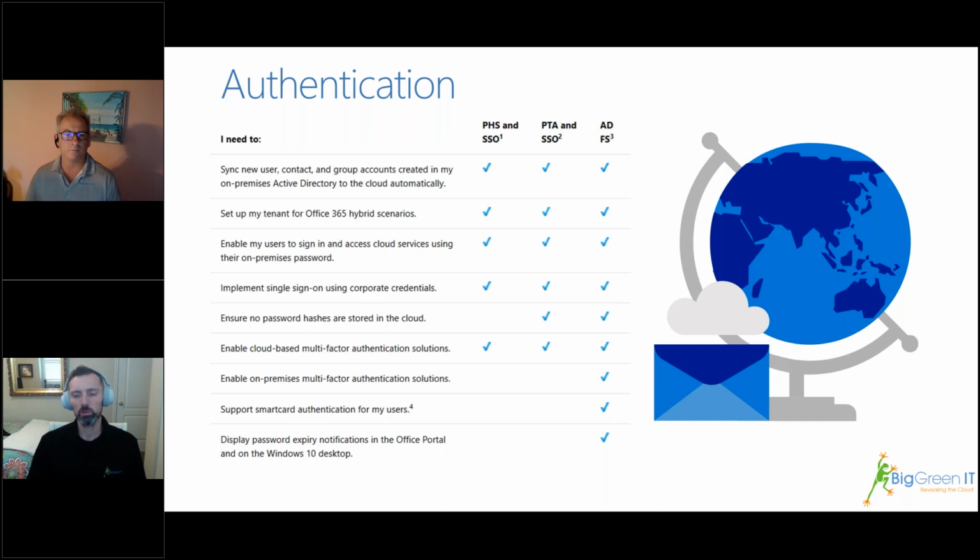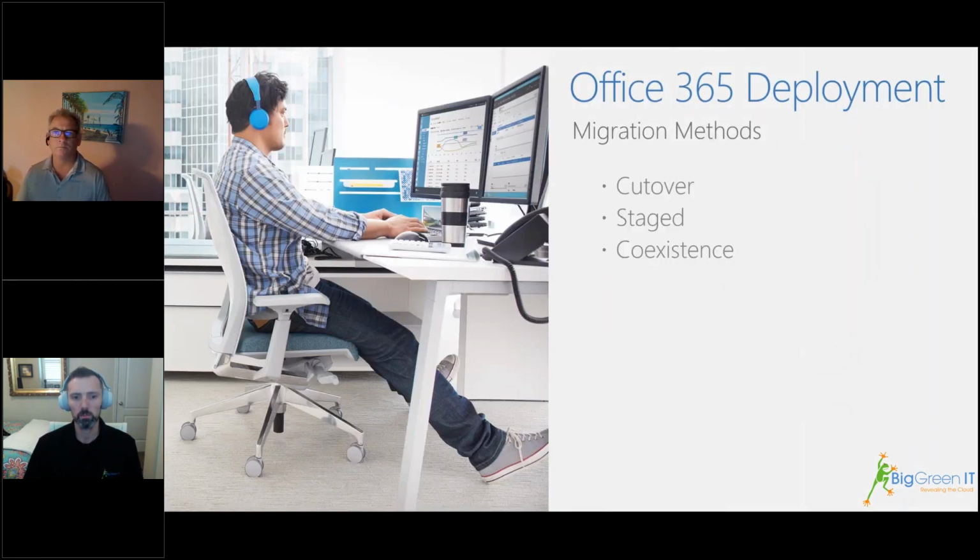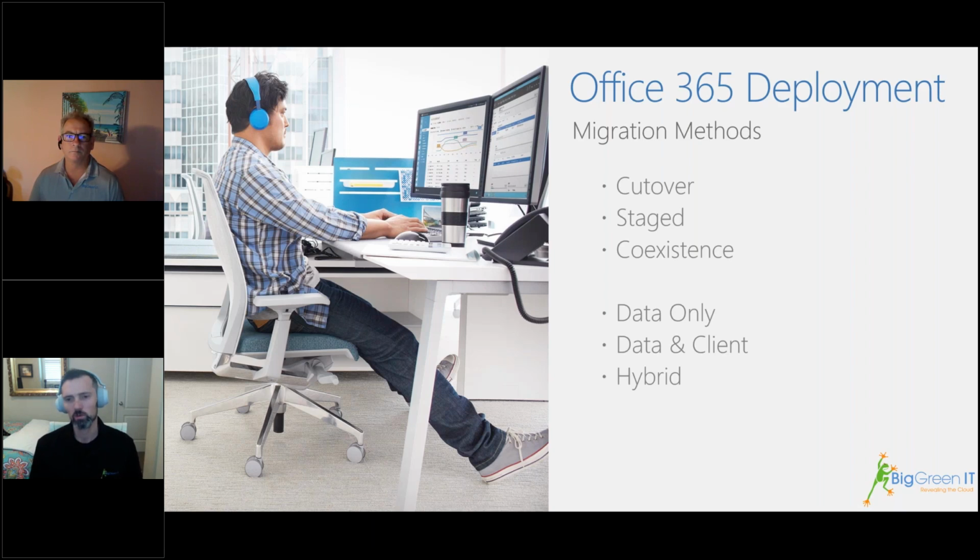Getting into the deployment phase, I mentioned there were a couple different migration methods. We talk about cutover, staged, and coexistence. So what does that really mean? When I say cutover, what does that mean? That means at a point in time, we're going to do a hard cut from one email system to the other. Every piece of data and everybody was pointing to this email server for where they were. Now everybody needs to go point to this one.